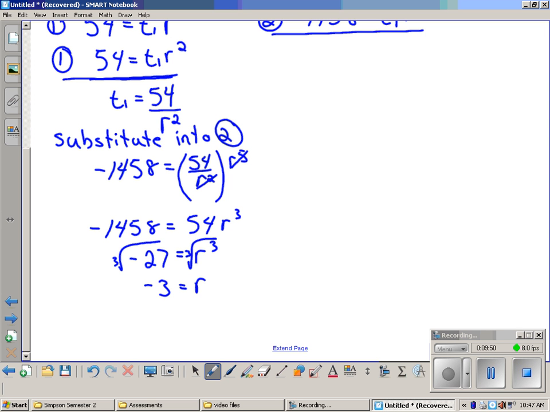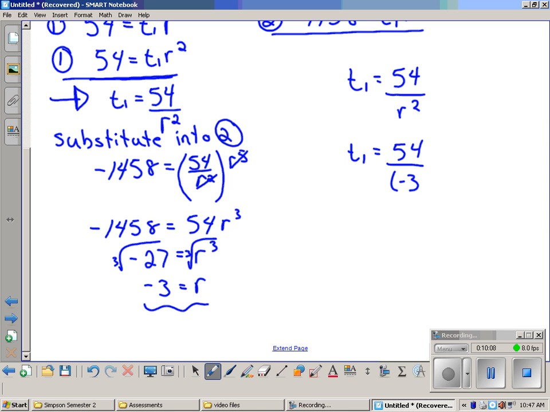To find my first term, T1, I can now substitute this value back into what T1 is equal to. So T1 is equal to 54 over R squared. So T1 is equal to 54 over negative 3 squared. So T1 is equal to 54 divided by 9, which is 6.